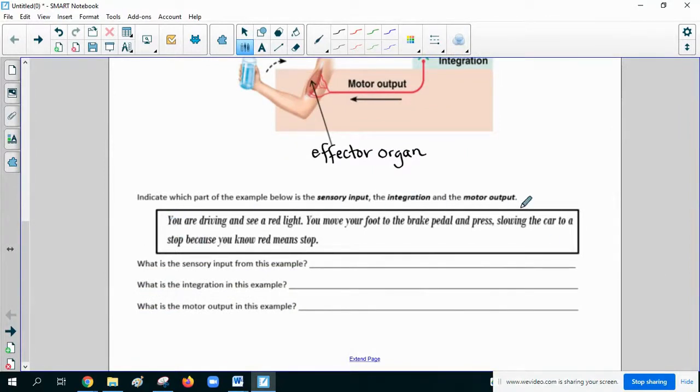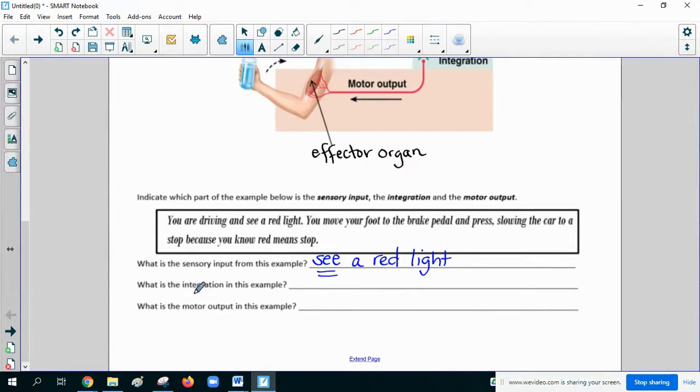The example is here inside this rectangle. You are driving and you see a red light. You move your foot to the brake pedal and you press, slowing the car to a stop because you know red means stop. So let's pick out the part of the example that's the sensory input, the part that's the integration, and the part that's the motor output. So in this example, the sensory input is what we're seeing, hearing, feeling with our skin, feeling inside, whatever. So in this case, we're driving and we see a red light. That is sensory input. So because seeing is a sense, that's why I'm putting it here with the sensory input.